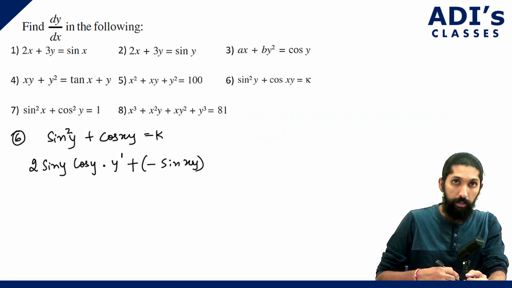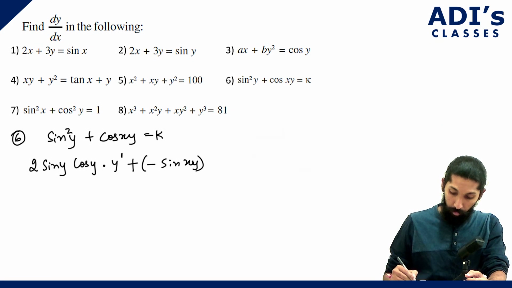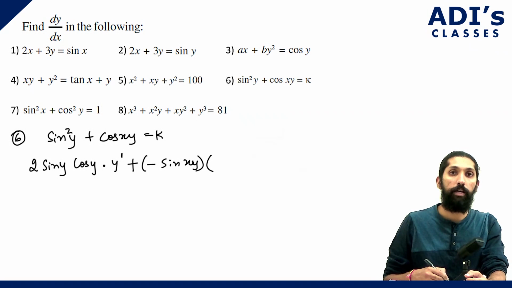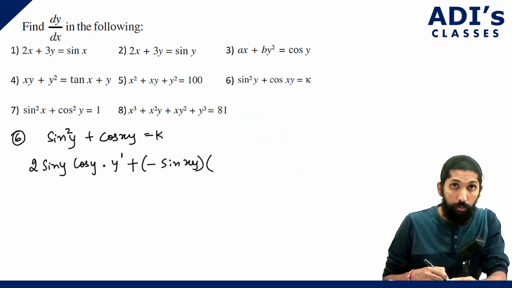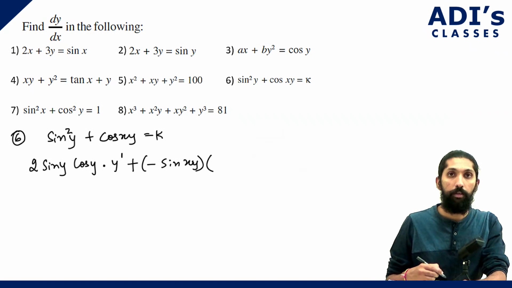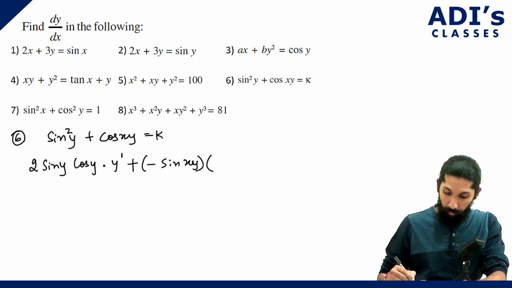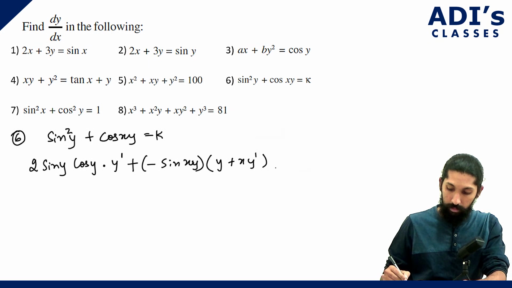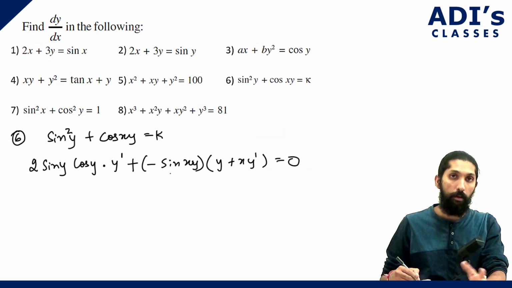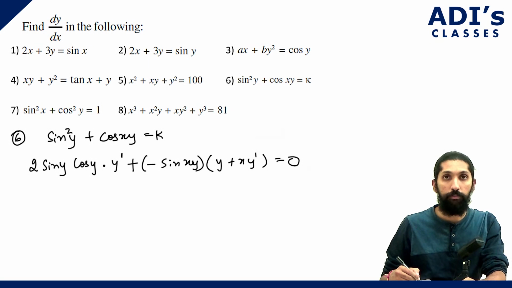Cos is negative sign, right? And then into xy, the product of the two variables x into y. X into y would be what? So you're going to get y plus x y dash is equal to 0. Derivative of a constant is 0.